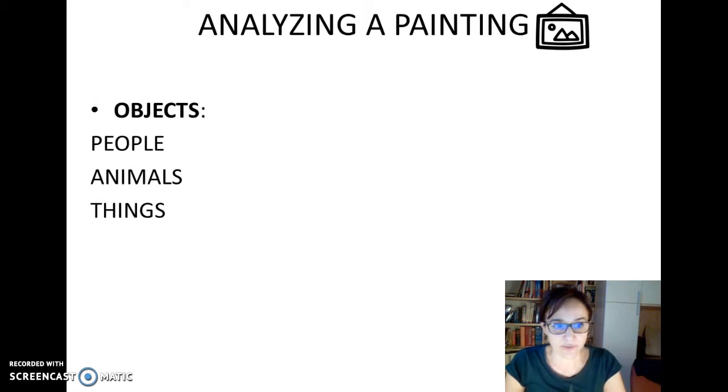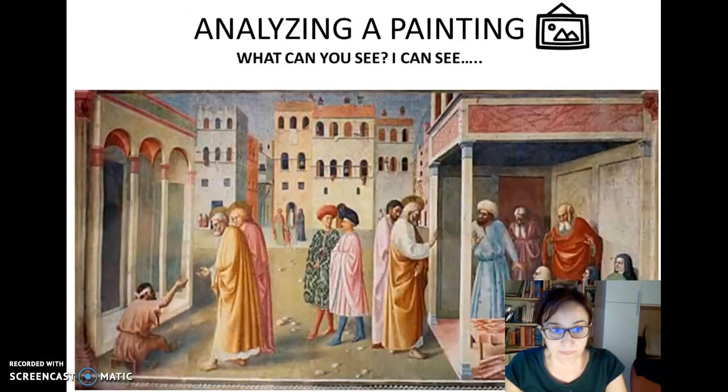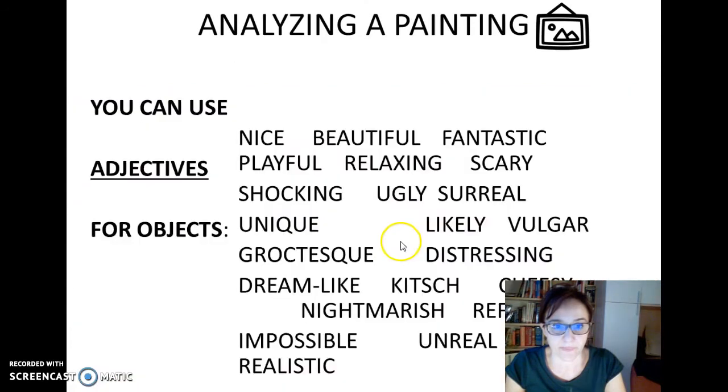First of all, to start with, we're going to talk about objects. Objects in a painting can be people, animals, or things. For example, let's have a look at this painting. So what can you see here? You can start with the sentence, I can see, for example, many people, many houses, and so on.